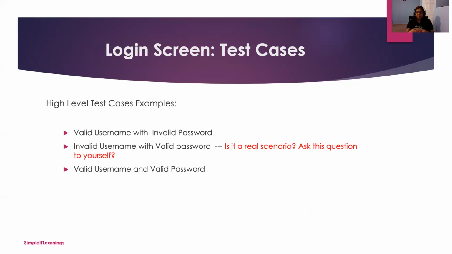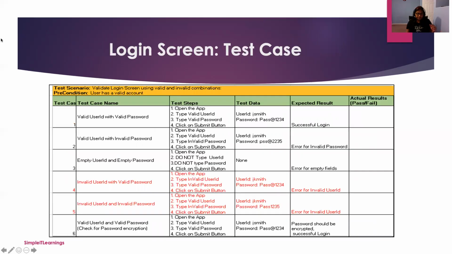This is where I want to focus on how a QA should think, how the QA thought process should work before writing any test cases: valid username and valid password. So the original requirement was to validate the login screen, and the test scenario is to validate the login screen using valid and invalid combinations. Before writing any test cases, we need to think about preconditions.